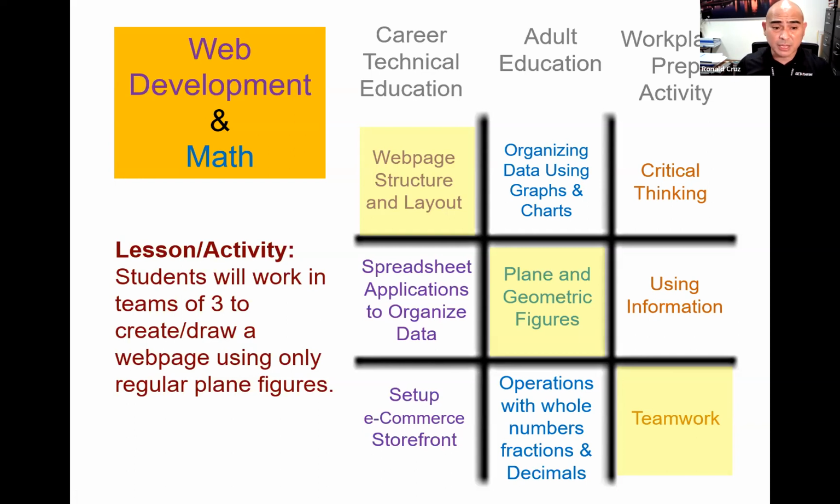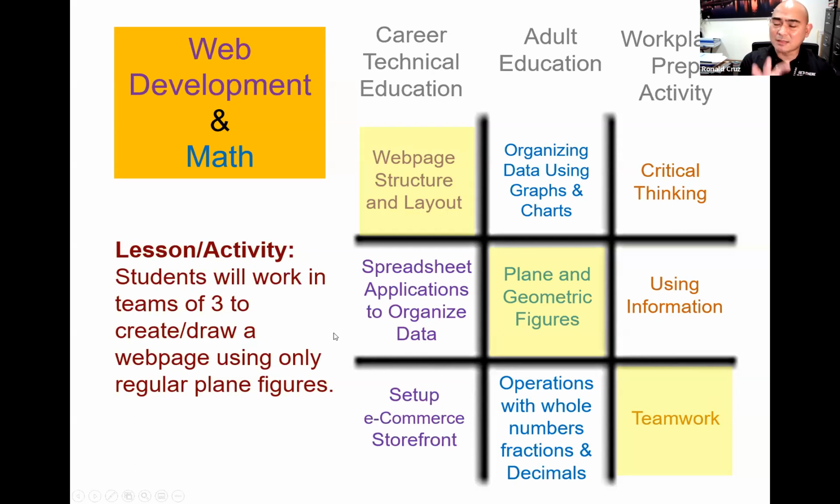So in this particular simple activity, I'll have to group my students into threes and then have them sketch or draw a web page, but they're only going to use regular plain geometric figures. That means all of the sides of their shapes have to be congruent or equal. And then they have to play around with the layout to make it look vibrant, colorful, and really attractive to the customer. They can use technology, or they can just draw it on paper if they want to. So that's just my basic activity.